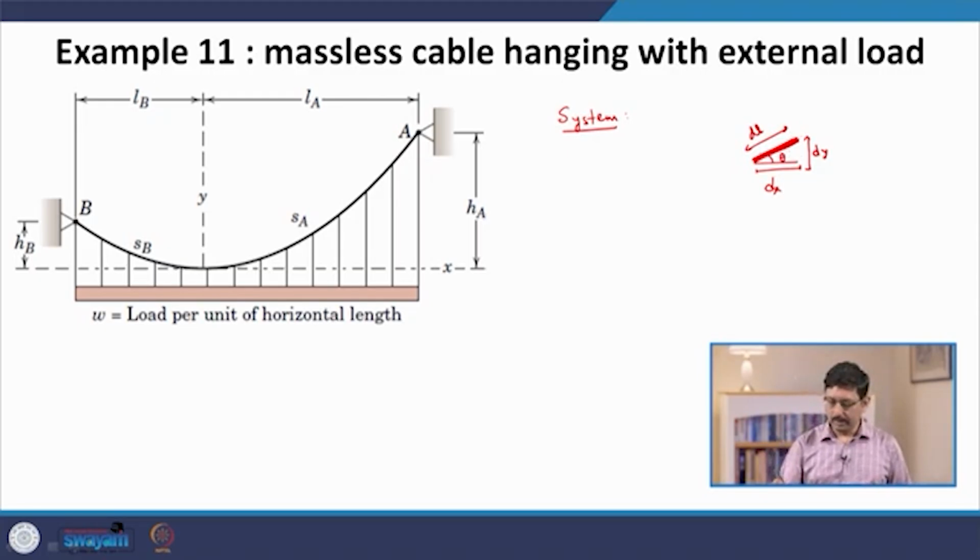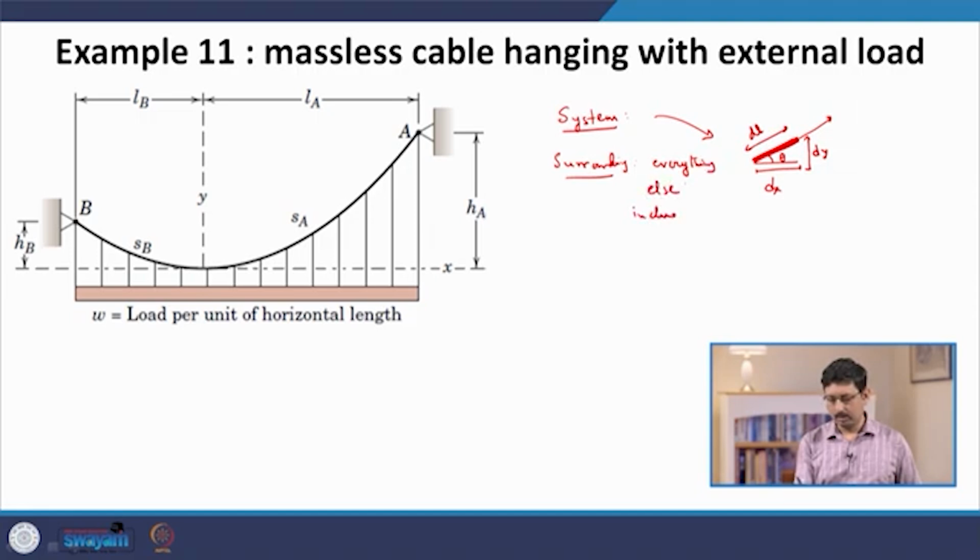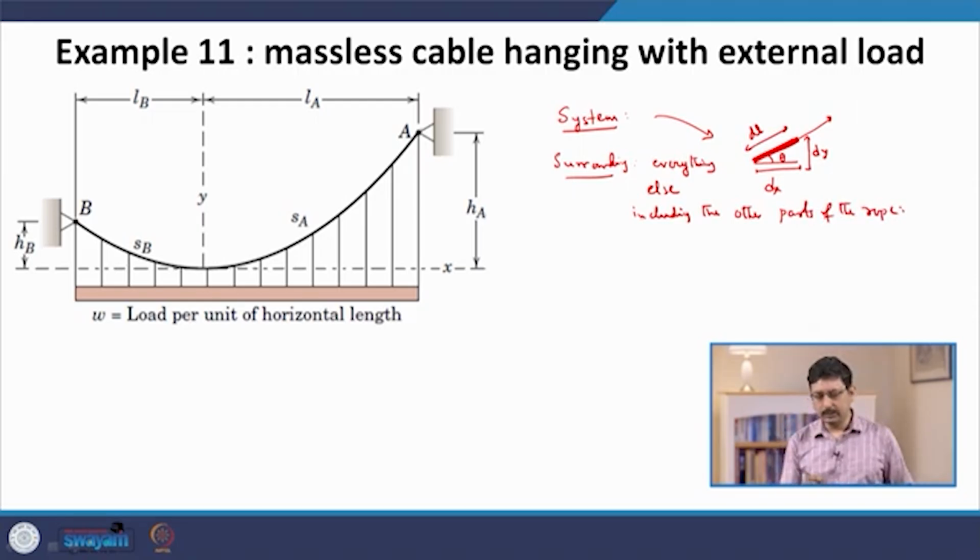Then this is the tension. So, this is my system and everything else is surrounding, which includes the other parts of the rope. Now we have defined the system and chosen the system and surrounding.